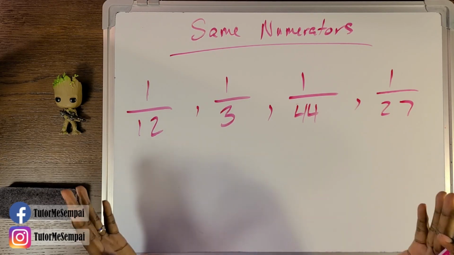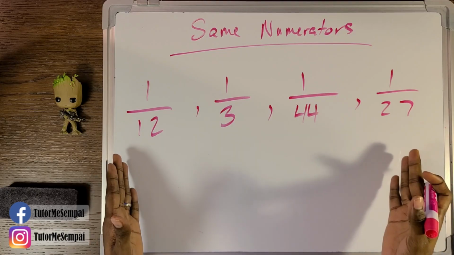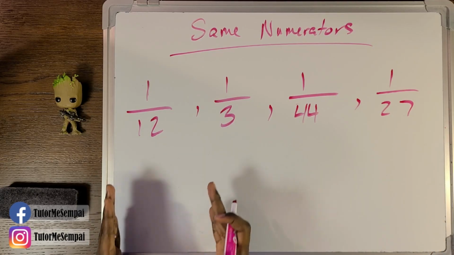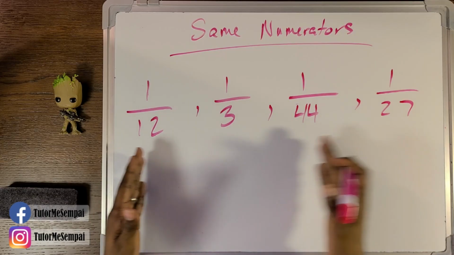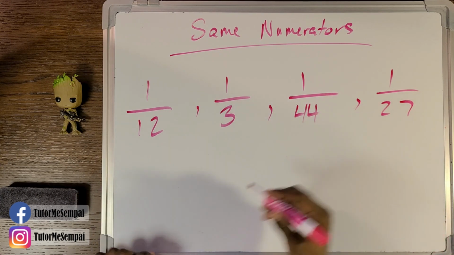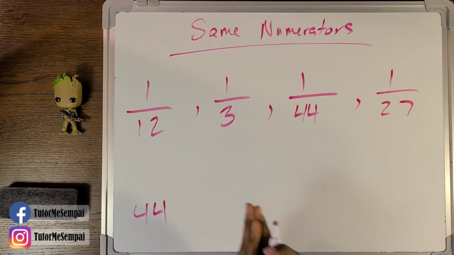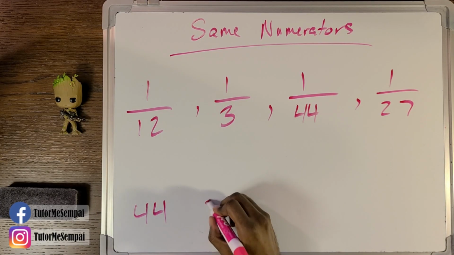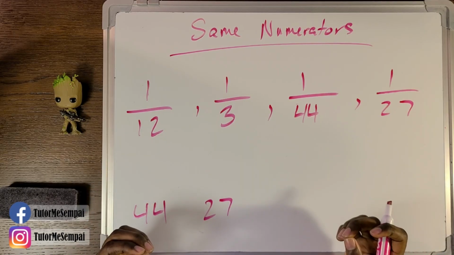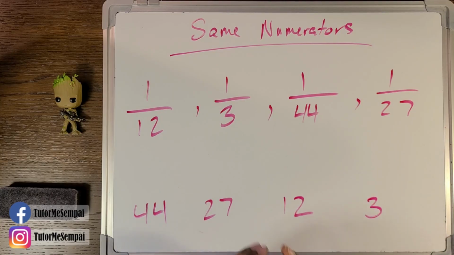Still don't have to worry about doing a bunch of math. You just got to know which one is going to be biggest and put that one first. So which denominator is going to be the biggest? And that's going to be the first one you write here. So looking at all of these, which one has the biggest denominator? This one. So 44 is going to be written here. So what's the next biggest denominator? 27. So you're going to write 27 here. The next biggest? 12. So you write 12 here. And then which one's the last? This one is 3.